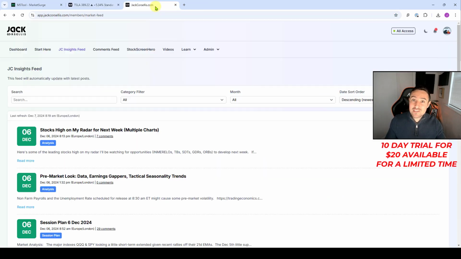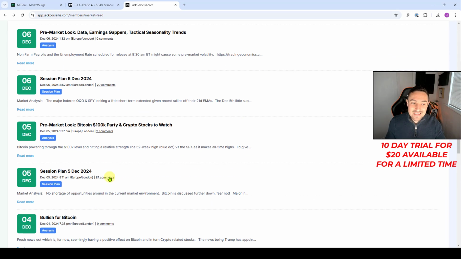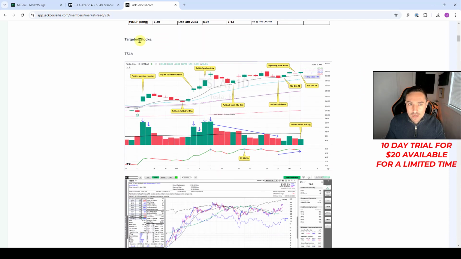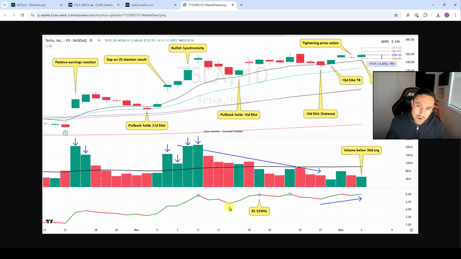Now, Tesla was a stock that I was targeting for the December 5th session. If I click on my session plan there for members, you can see it is posted at 8 a.m. That's London time, so that's many hours before the US market opens, and I'll show you what I was looking at and why I was targeting Tesla. So it's in the targeted stocks here. Let's click on Tesla so you can see how I was thinking about the chart.